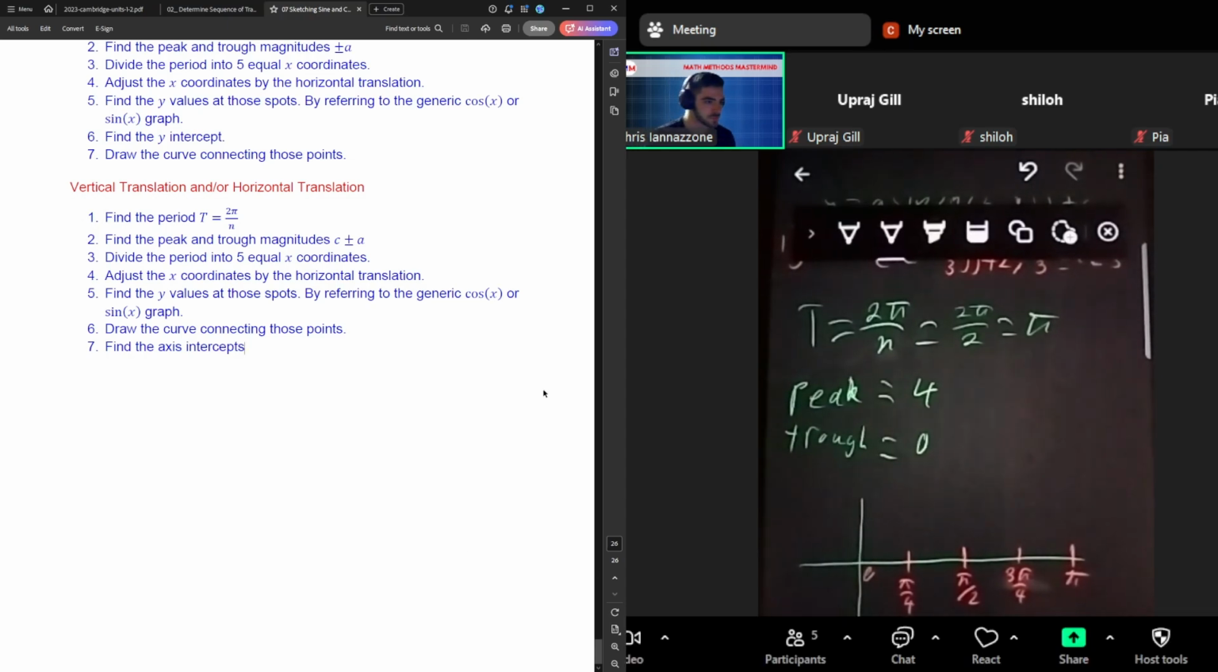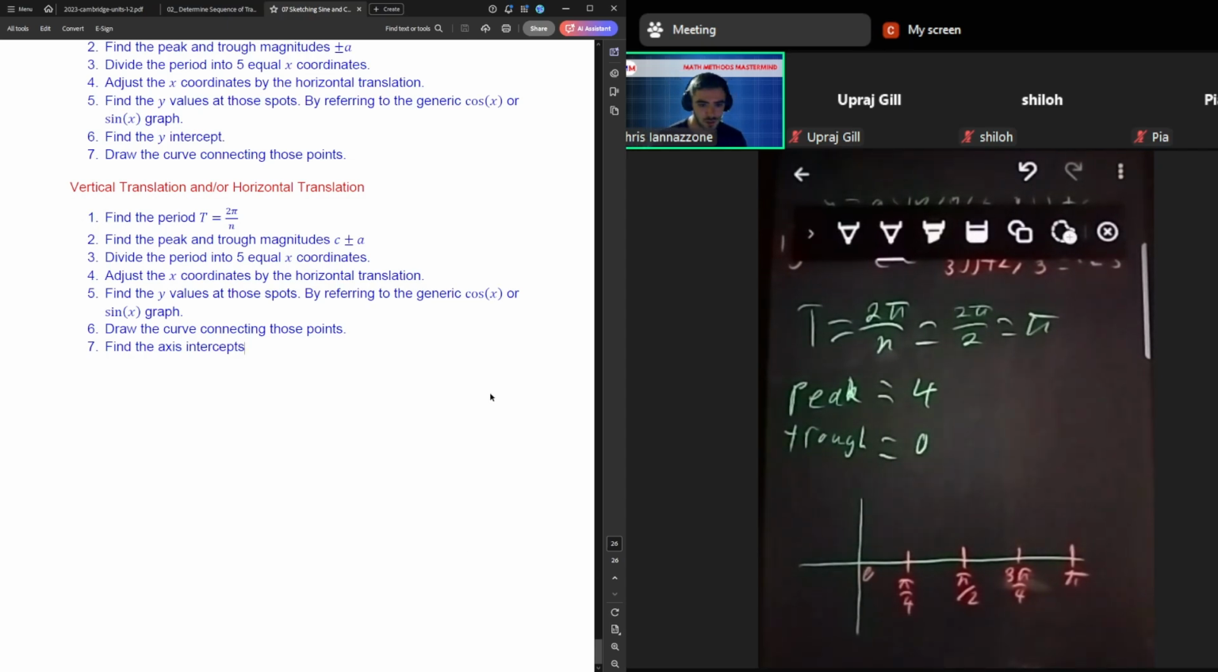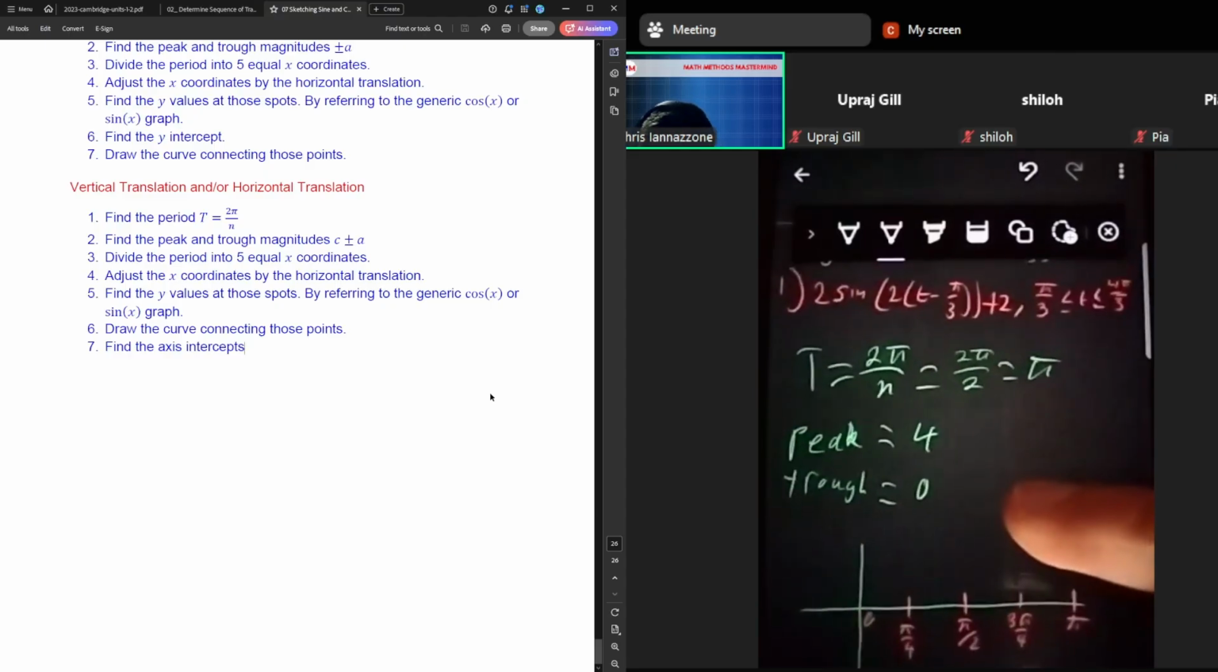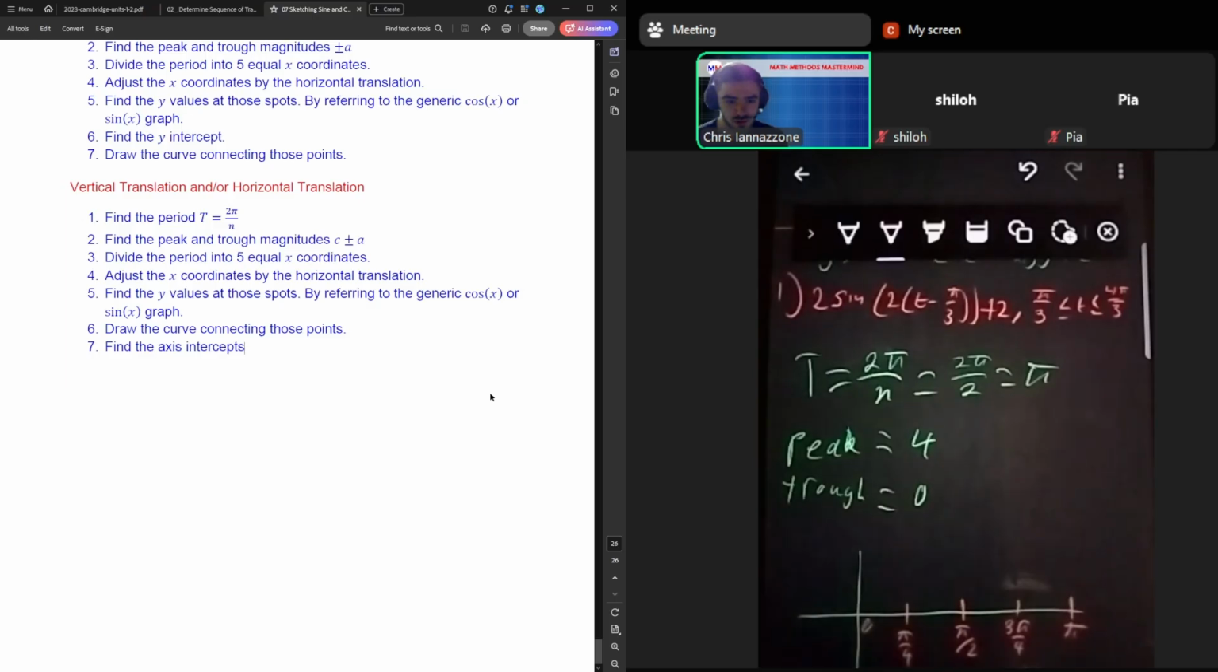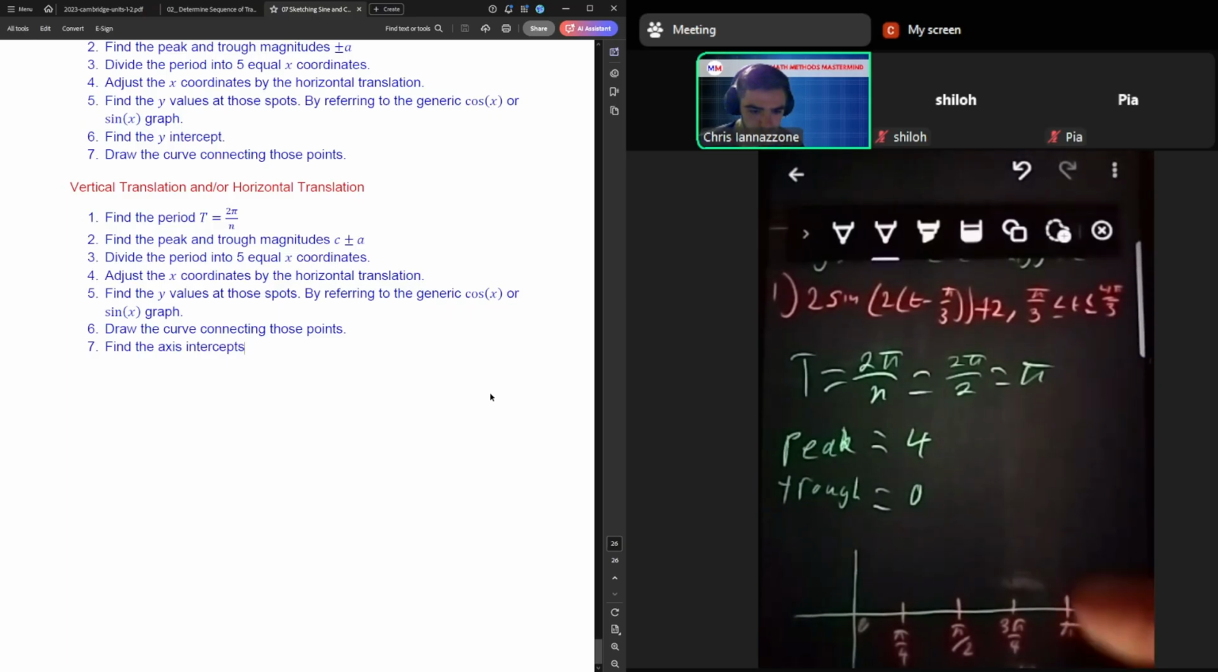Okay, cool. Adjust the x-coordinates by our horizontal translation. So we do have a horizontal translation here. I will say this, where this question came from was CAS, so we won't have to necessarily do all the arithmetic by hand for this. What is our horizontal translation? And based on that, what would we have to do to our x-coordinates?